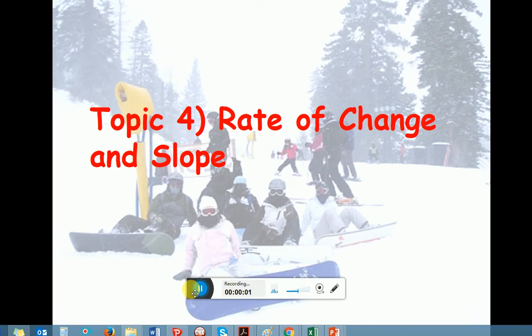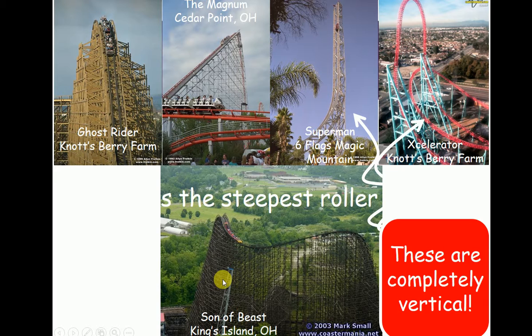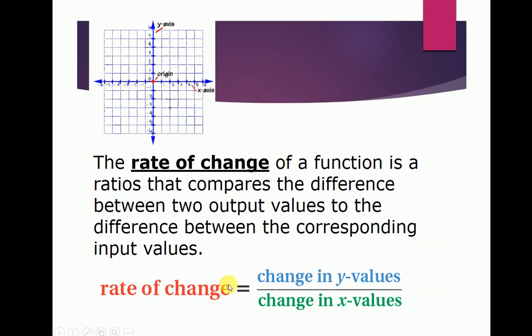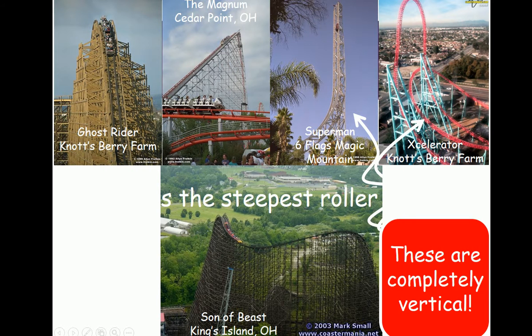Hi, for this video we'll be going through the rate of change and slope. So what is rate of change? It is basically the change of y over the change of x, which is the slope. By knowing the rate of change you can find the gradient of the individual roller coaster.